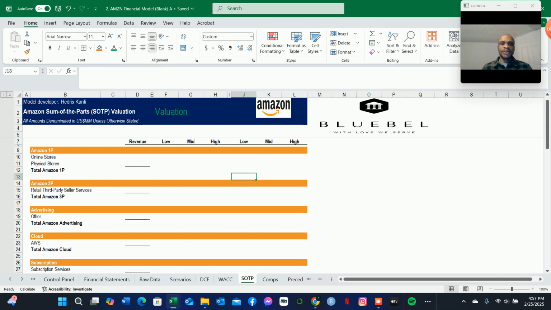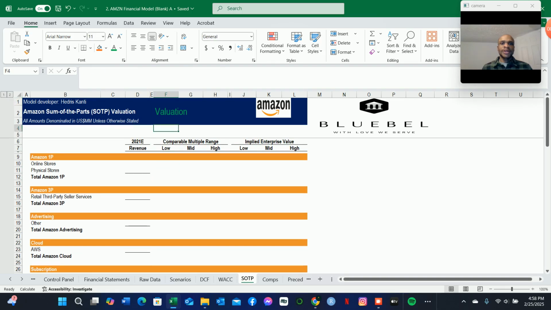In this case, we will move to the sum of the parts analysis tab. Here, what we're going to be doing is bringing in the revenue generated by Amazon for its online physical stores, which is the first party business segment. And then we will use that revenue to derive the implied enterprise value based on its current trading multiple. So we will also go to the comps tab and bring in the current trading multiple here, so that we will multiply that revenue. We take that as a function of revenue to determine the implied enterprise value.